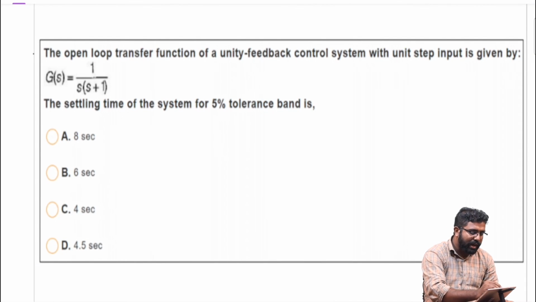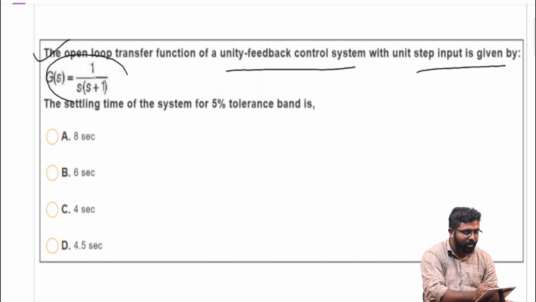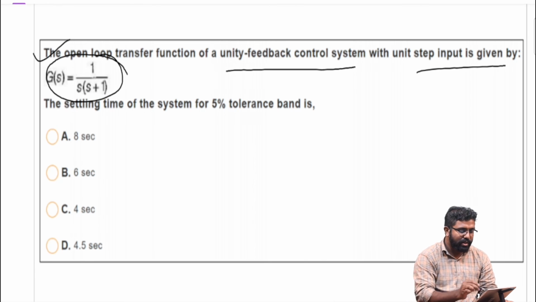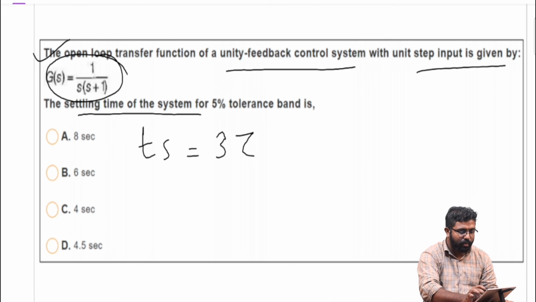An open loop transfer function of a UFB system with step input is given by G(s) equal to 1 by s into s plus 1. The settling time for 5% tolerance. So settling time for 5% is 3 tau. For 2% it is 4 tau.